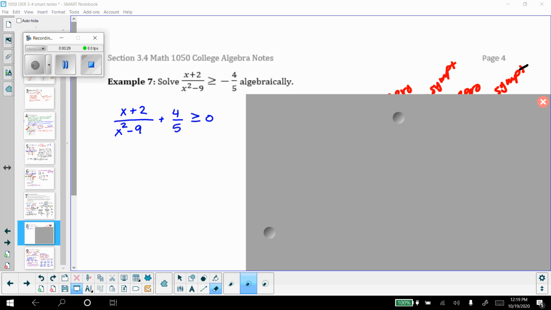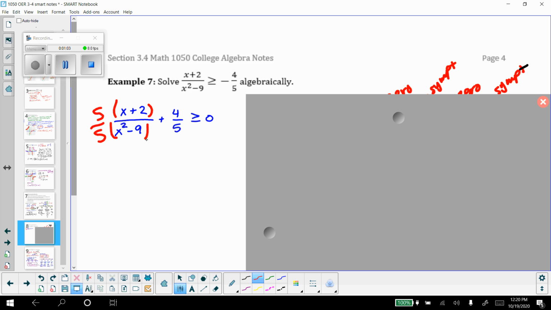Right now, we can't add these fractions together unless they have the same denominator. One fraction has x squared minus 9 for its denominator, and the other one has 5 for its denominator. We need to get a common denominator by multiplying this side of the problem by 5 over 5, because 5 divided by 5 equals 1. So we're not changing the value, we're just changing how it looks when we multiply by 1. So it's going to be 5 times that, and 5 times that.